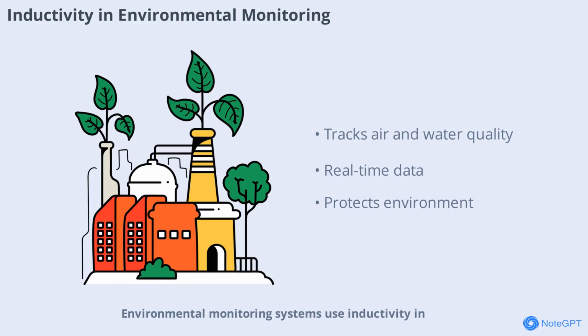Environmental monitoring systems use inductivity in sensors to track air and water quality, weather, and pollution. These systems provide real-time data to help protect our planet and respond to environmental challenges.